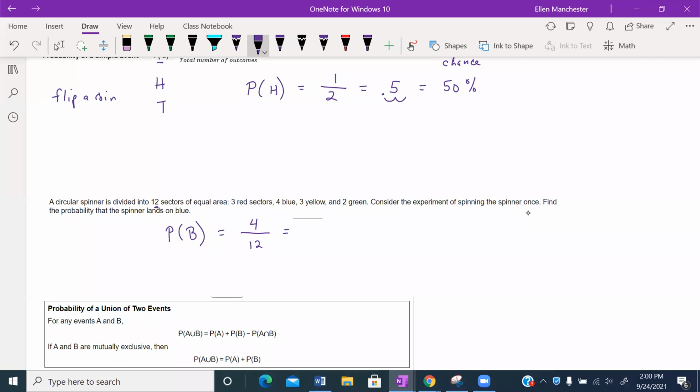So I have 4 chances of getting blue. So now I'm going to reduce. 4 goes into itself once. 4 goes into 12 3 times. So the probability is 1/3. If I change this to a decimal, 1 divided by 3, you're going to see it's 0.333, and it continues on forever. To change it to a percent, it's 33.3, and then the bar means it continues on forever. Okay, so 33.3%. So that's the chance that I'm going to get the spinner to land on blue, or I have a 1 in 3 chance of getting the spinner to land on blue. So that's a simple event. One thing's happening.